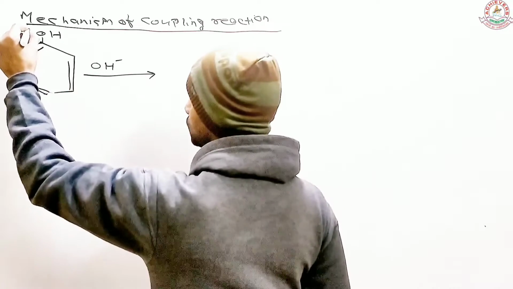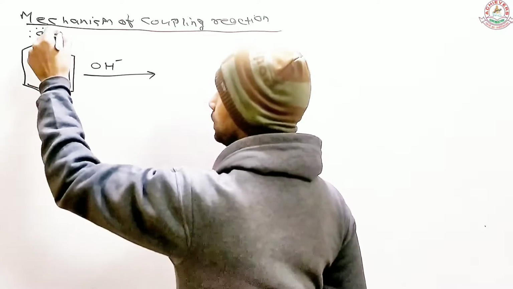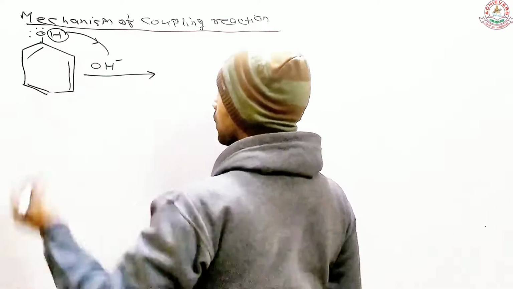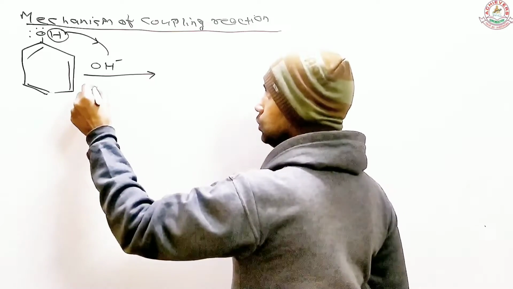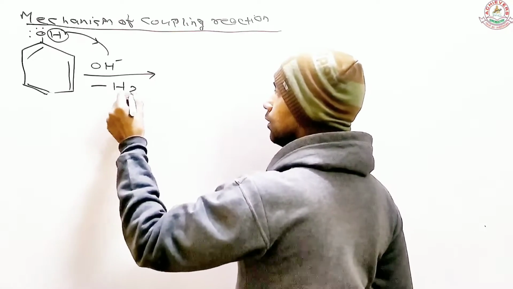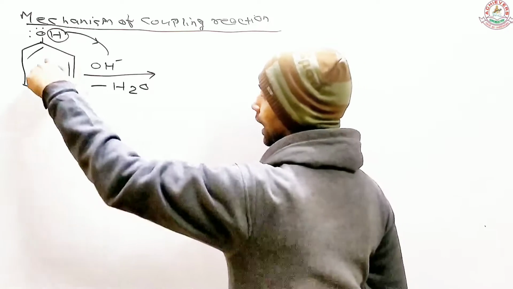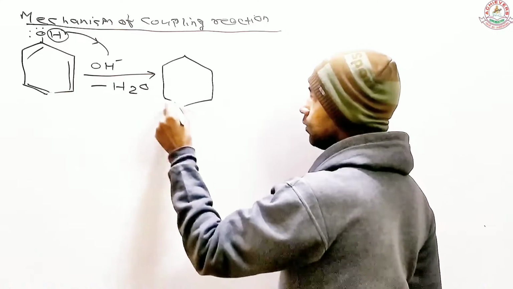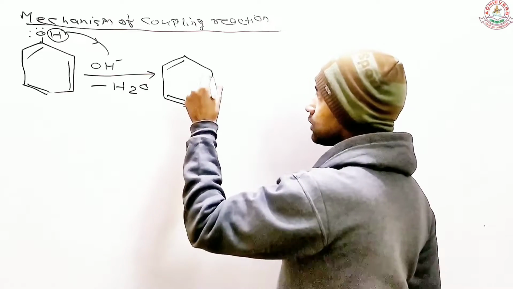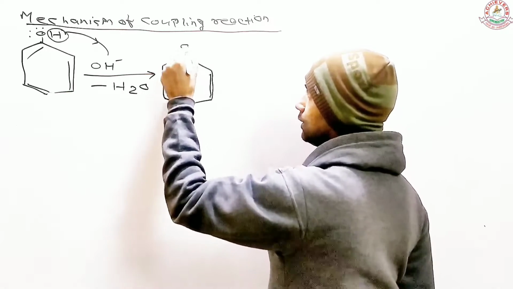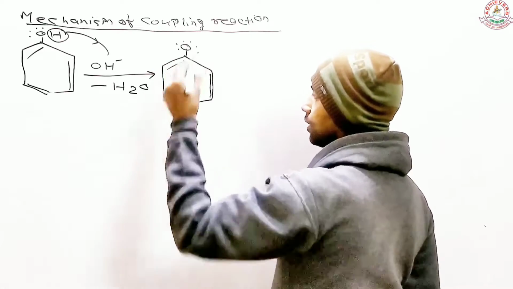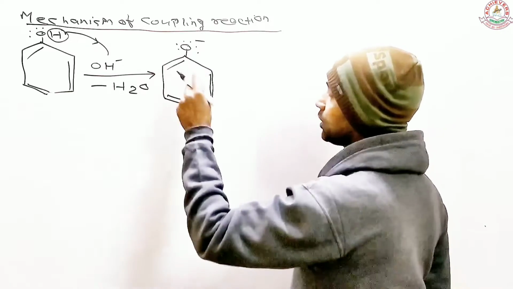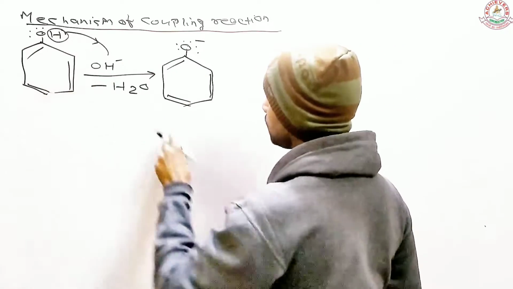So the first thing that happens is this hydrogen is attracted by the OH. You get a water molecule, and by doing so you are left with the phenoxide ion. Let me write this. This is your phenoxide ion. The phenoxide ion has a negative charge, because the electron was taken up by the oxygen.